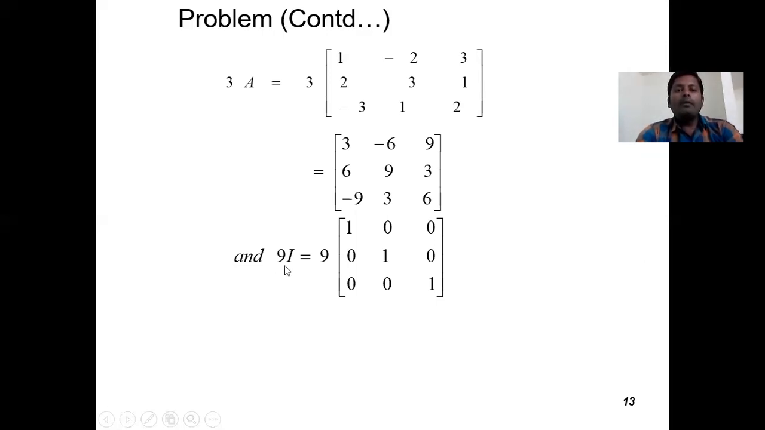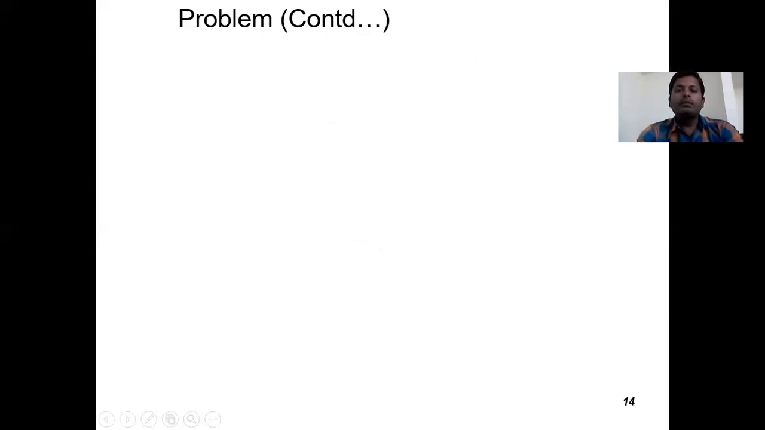Already we know that I is equal to what? 1 0 0, 0 1 0, 0 0 1. This is the identity matrix of 3 by 3. Now write 9 into 1, 9, 9 into 0, 0, 9 into 0, 0, 0, 9, 0, 0, 0, 9.